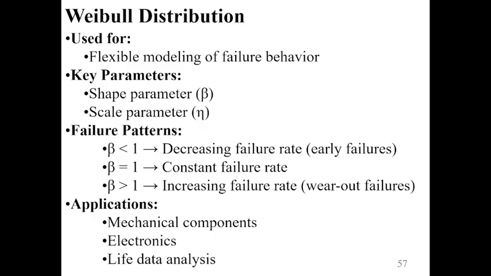As I told you, when beta equals 1, the distribution behaves like the exponential distribution, indicating a constant failure rate. When beta is greater than 1, the failure rate increases over time, representing wear-out failure. Due to its flexibility, the Weibull distribution can be widely used in analyzing both mechanical and electronic systems and is a key tool in life data analysis. Here, I just added the applications of the Weibull distribution.